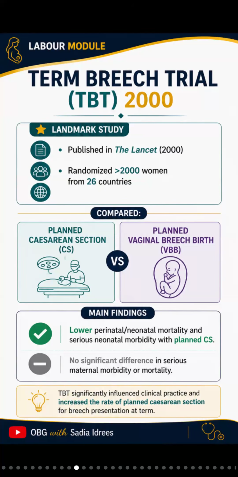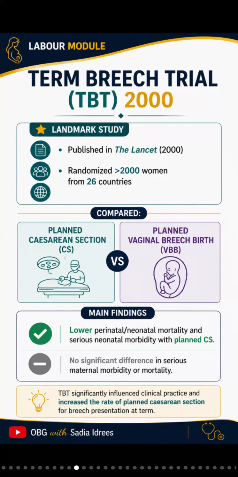The main finding was that when cesarean section was performed, there was lower perinatal neonatal mortality and serious neonatal morbidity with planned cesarean section. But there was no significant difference in serious maternal morbidity or mortality. Cesarean section is safe for the baby in breech, and there's no significant difference in maternal morbidity or mortality in both cases. It significantly influenced clinical practice and increased the rate of planned cesarean section for breech presentation at term.